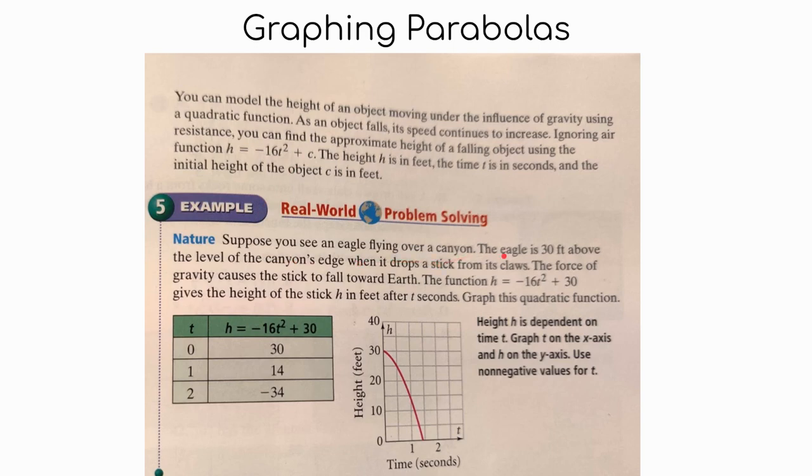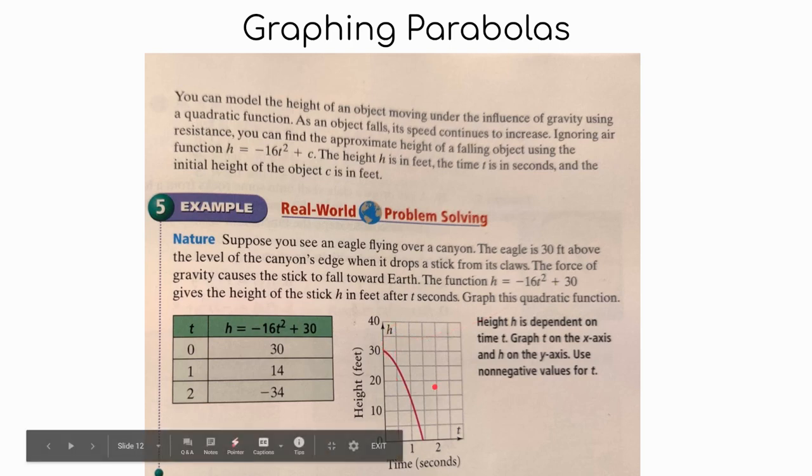The eagle is 30 feet above the level of the canyon's edge when it drops a stick from its claws. Force of gravity causes the stick to fall towards the earth. Function h equals -16 t squared plus 30, because 30 is the initial height of the stick, gives the height of the stick h in feet after t seconds. Graph this quadratic function. This would be the graph of the quadratic function.